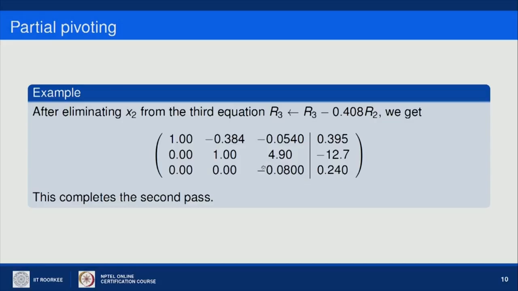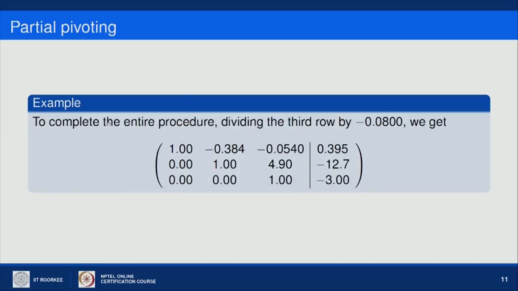However, if you look at this element, it is still not 1. It is a pivot element and I need to make it 1. So, to make it 1, in the third pass I need to divide this equation by this particular number. By dividing the third row by 0.08, I got this element as 1, and now you can see it is in a triangular form, that it is an upper triangular matrix, or I can say it is in row echelon form. All the diagonal entries or pivot entries are 1.